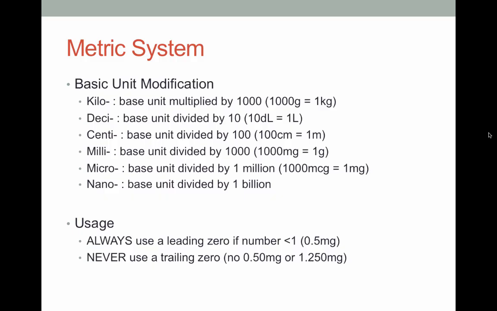Usage-wise, when you're writing down a number, we always use a leading zero if the number is less than 1. So for example, if you're writing half a milligram, we're going to write 0.5 milligrams instead of .5 milligrams, to avoid confusion. You might write .5 milligrams, but someone else might see 5 milligrams, and that could be pretty dangerous for your patient when you're dosing out medications. Also, never use a trailing zero. So if we're writing 0.5 milligrams, it's not 0.50, or for example 1.250 milligrams. Again, that's confusing and unnecessary. So always use a leading zero for less than 1, and never use a trailing zero, no matter what.